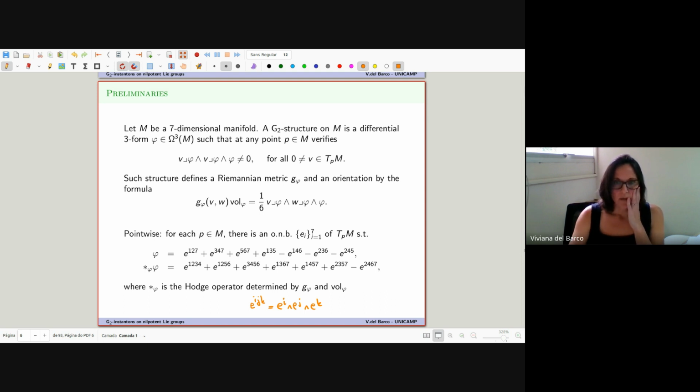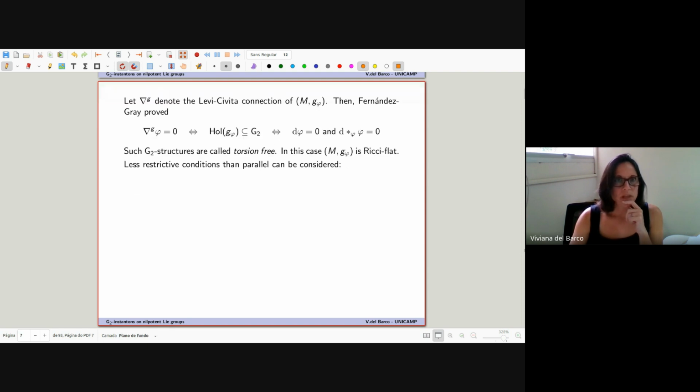So this is the setup. We have a manifold and a G2 structure. And if we denote with nabla the Levi-Civita connection, then Fernández and Gray showed that the G2 structure is parallel with respect to the Levi-Civita connection if and only if the structure is closed and co-closed. So I think that what they proved is actually this, if and only if.